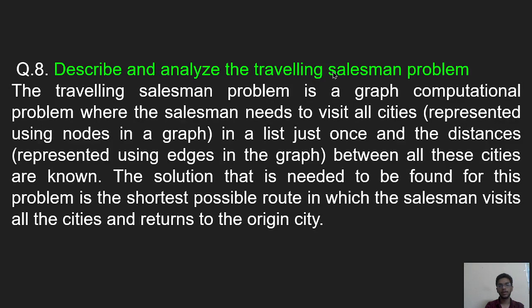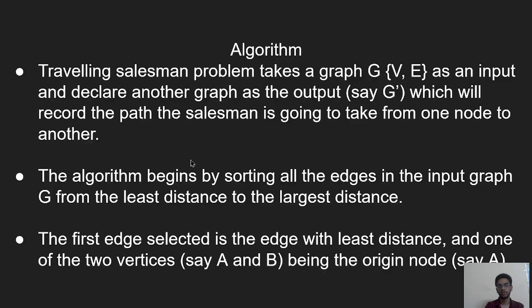Describe and analyze the traveling salesman problem. The traveling salesman problem is a graph computational problem where the salesman needs to visit all cities, represented using nodes in a list, just once, and the distances between the cities, represented as edges in a graph, are known. The solution needed for this problem is the shortest possible route in which the salesman visits all the cities and returns to the origin city.